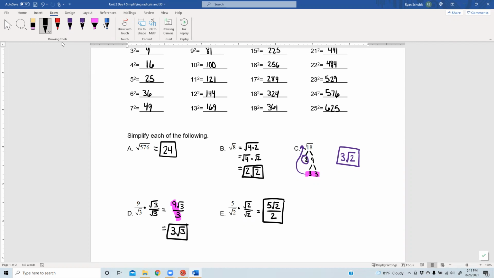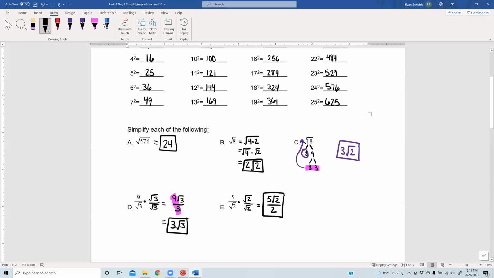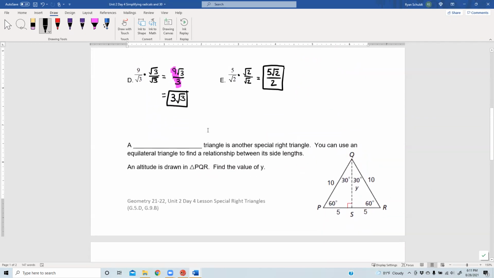Okay, so the main topic. We want to look at 30, 60, 90 special right triangles. So a 30, 60, 90 triangle is another type of special right triangle, and we can use an equilateral triangle to try to find its relationship between the sides. So they give us an equilateral triangle here. I want to use just half of it. I'm just interested in half. I'm going to do this half.